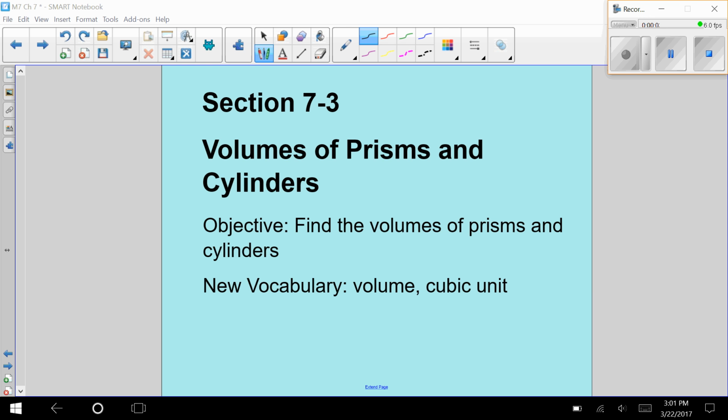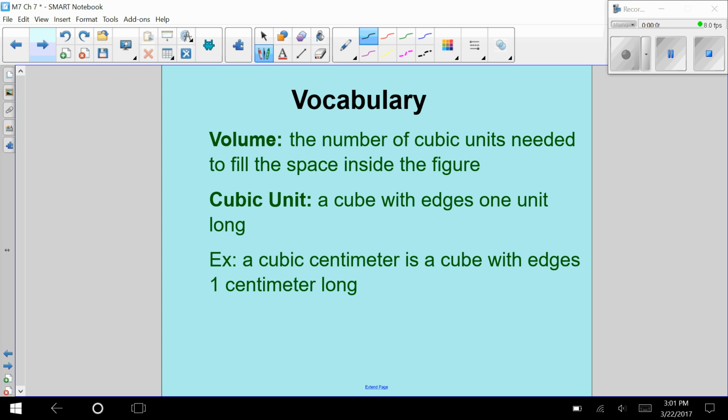This is section 7.3, volumes of prisms and cylinders. Our objective today is to find the volumes of prisms and cylinders. Let's start with vocab. Volume is the number of cubic units needed to fill the space inside a figure.